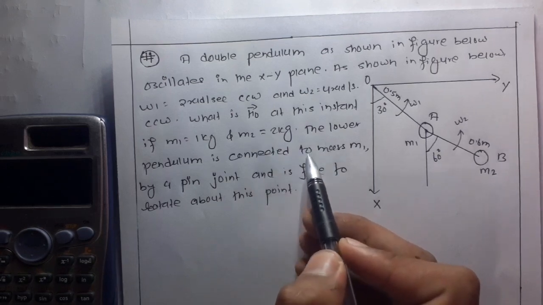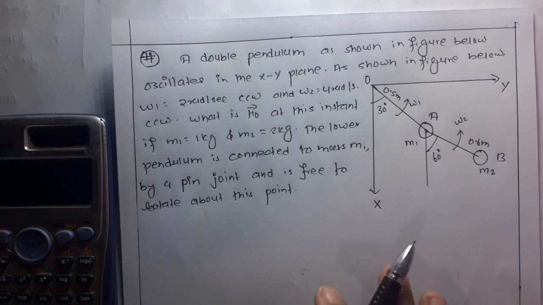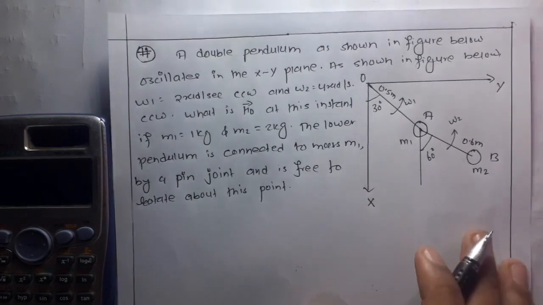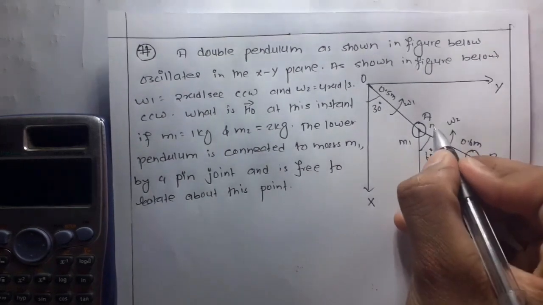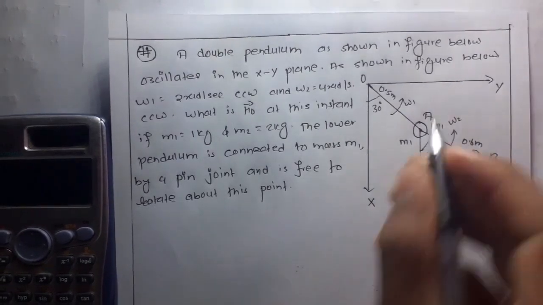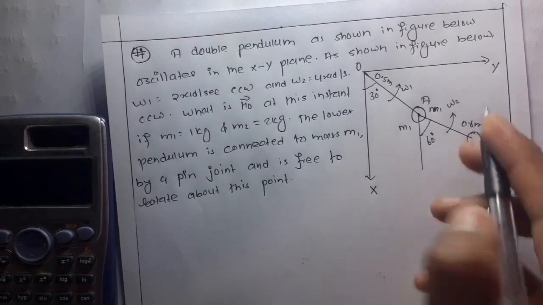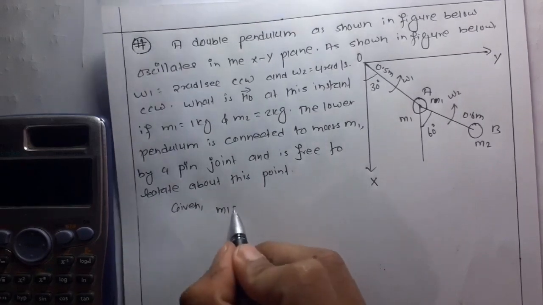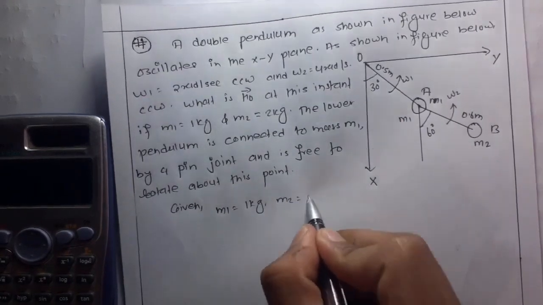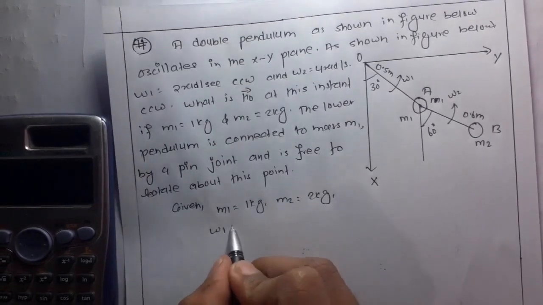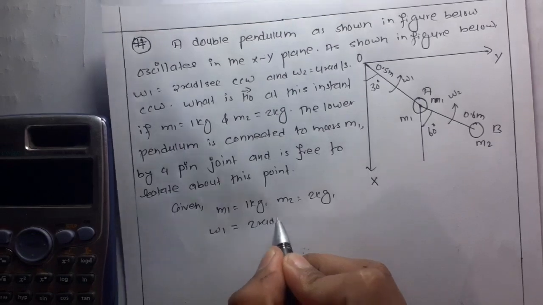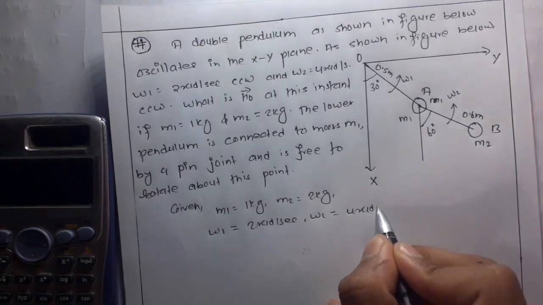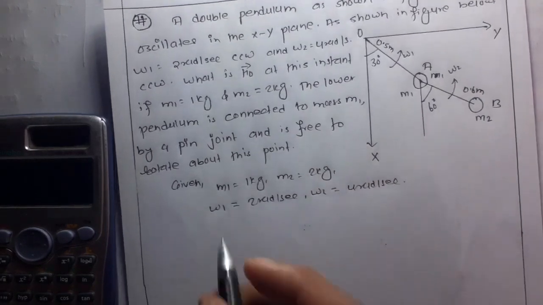The lower pendulum is connected to mass m1 by a pin joint and is free to rotate about this point. So this is m1 and this is m2, and this is the x direction and this is the y direction. So given m1 is equal to 1 kg, m2 is equal to 2 kg. Also omega 1 is equal to 2 rad per second and omega 2 is equal to 4 rad per second.